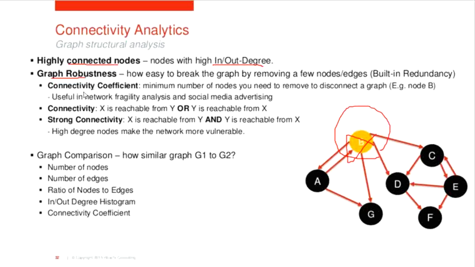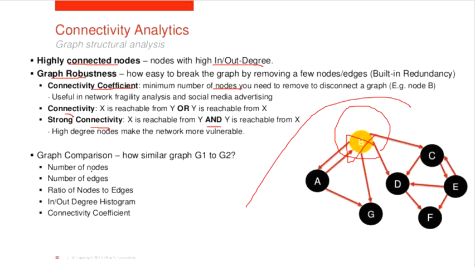We check for connectivity coefficient. This works as the cost. So we need to see what is the minimum number of nodes that we need in order to break a graph into multiple graphs, two graphs, let's say. Then we see the connectivity. If X is reachable from Y or Y is reachable from X, what are the different options we have there? Strong connectivity is when these are bidirectional, X can reach Y and Y can reach X as well.